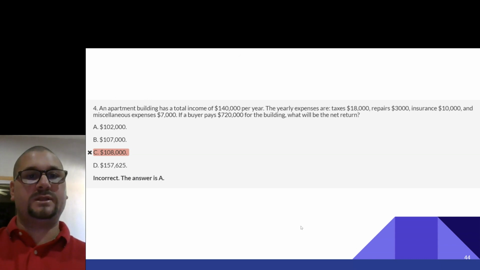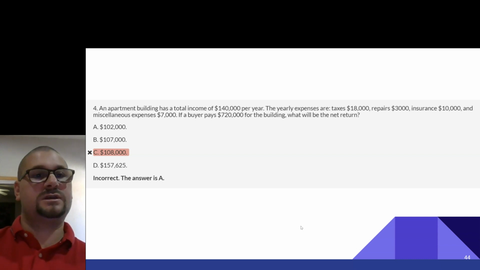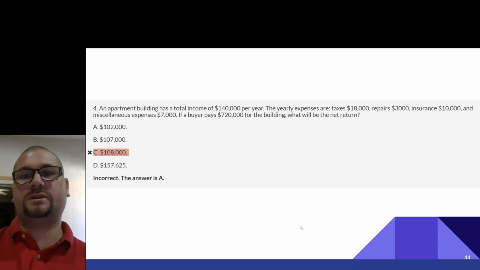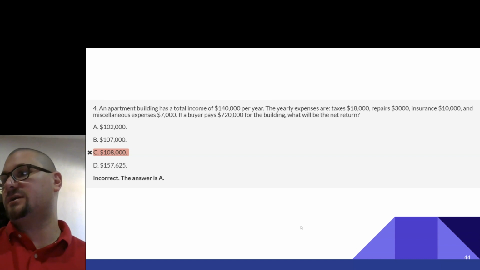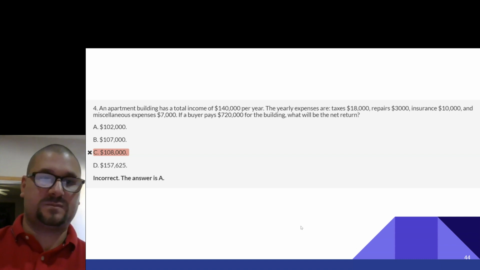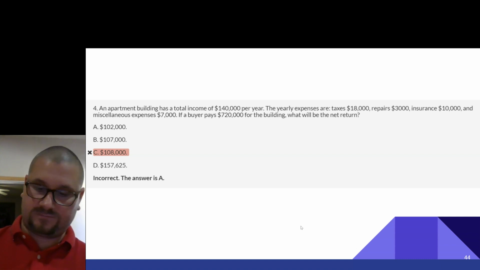An apartment building has a total income of 140,000 per year. Yearly expenses are taxes, repairs, insurance, and miscellaneous expenses. If a buyer pays 720,000 for the building, what will be the net return? So net return is just what's coming in minus what's going out. So 140,000 minus all those expenses, you get 102,000.